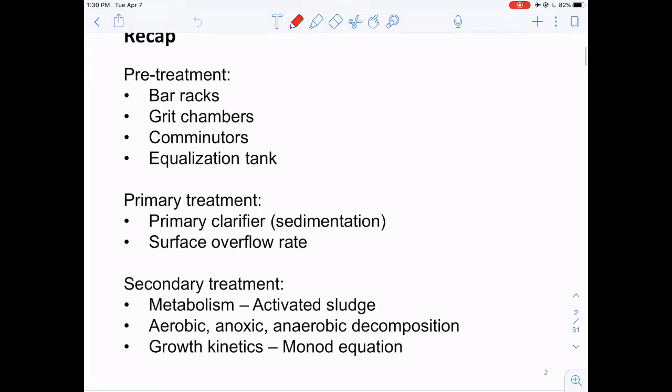And further, for the secondary treatment, we didn't go into details on how this treatment is done, but we mentioned that we're going to use the microorganisms to oxidize the extra BOD in the water. And we mentioned something about the metabolism, and this is going to be used in activated sludge. And we mentioned different types of the decomposition mechanisms, including aerobic, anoxic, and anaerobic. So we also learned about the growth kinetics and specifically mentioning the Monod equation.